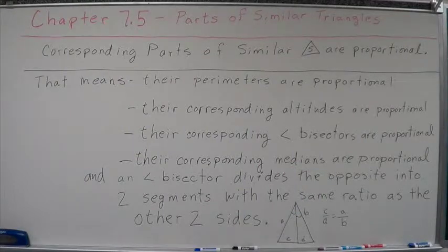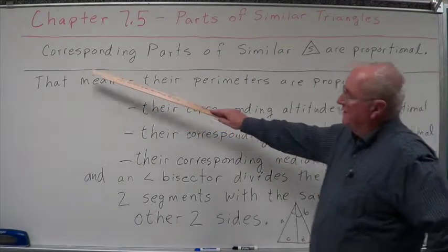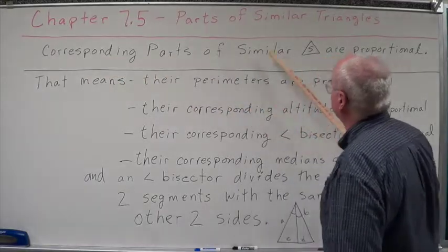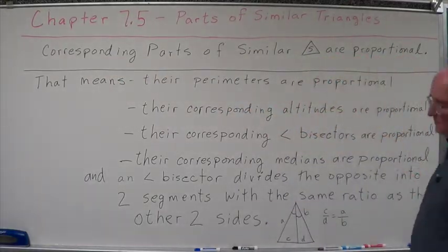Okay, now we want to look at this last piece of our proportions: similar triangles and proportional parts. This last piece is called parts of similar triangles. Basically what we're going to do is grab all the other parts of similar triangles and tell you what's going on. Basically it's wrapped up in this statement: corresponding parts of similar triangles are proportional.